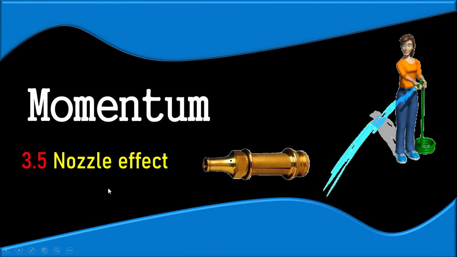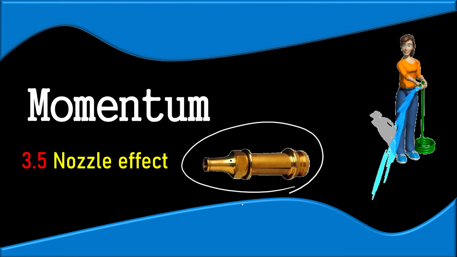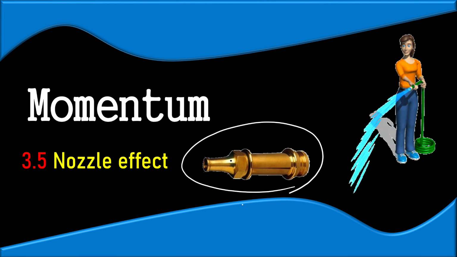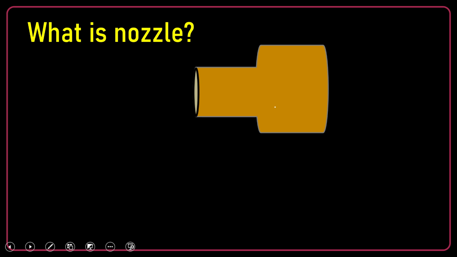This video is about the nozzle effect. A nozzle is a conic module added at the end of the water hose to give excess speed when the water is coming out. From the momentum perspective, it is a very interesting module. Let's learn it from scratch.